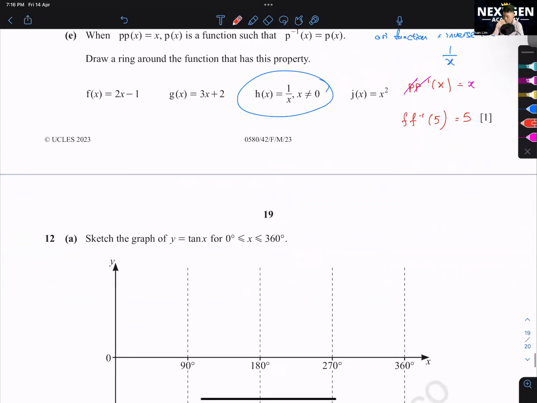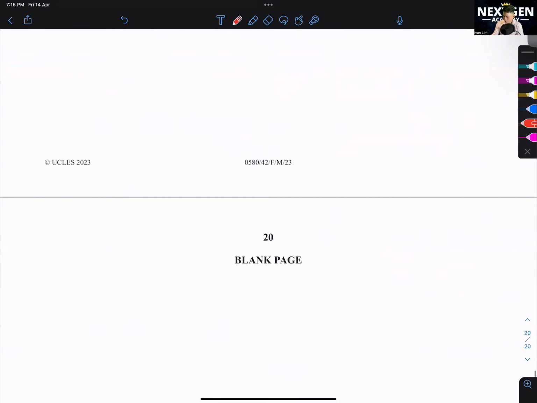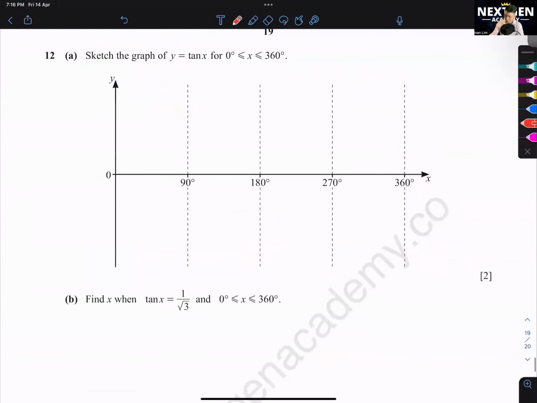Okay, final one, which is on Trigo. Okay, and then we are done for today. Trigo, sketch the graph y equals tangent x. So make sure that you all know all three graphs. Normally, they will just ask you on the basic one, okay? Not as complex as math.